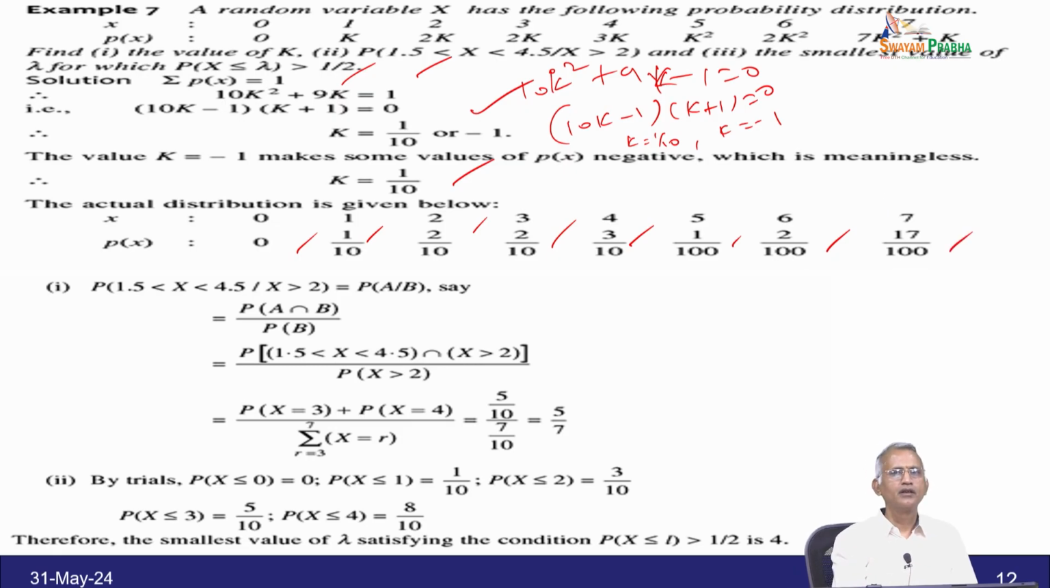Now, we have the probability of 1.5 less than x less than 4.5 given x greater than 2, which is equal to the probability of A given B. This is a conditional probability. So, the formula for this one is P of A intersection B divided by P of B, and P of A intersection B is P of 1.5 less than x less than 4.5 intersection x greater than 2, divided by P of x greater than 2.